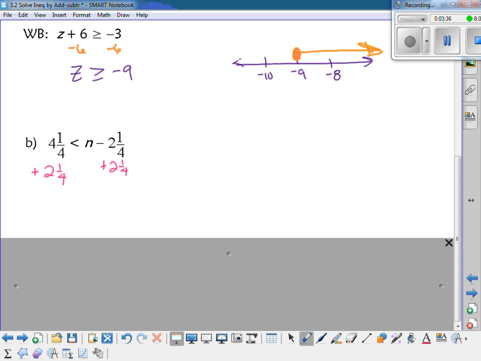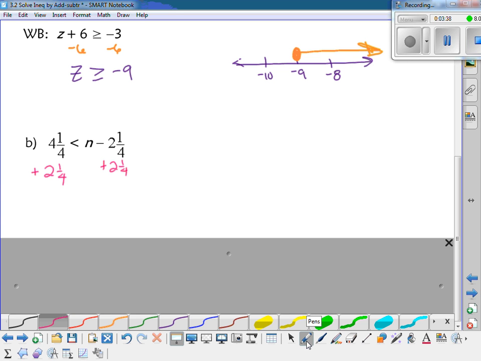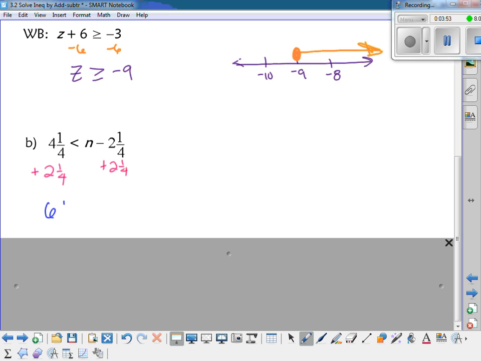When you're dealing with quarters, it's easier if you think about money. So if I have $2.25 and $4.25, I have $4 1/4, $2 1/4. That means I have a total of $6.50, right? So $6.50. So 4 1/4 plus 2 1/4 is 6.5. And that has to be less than n.